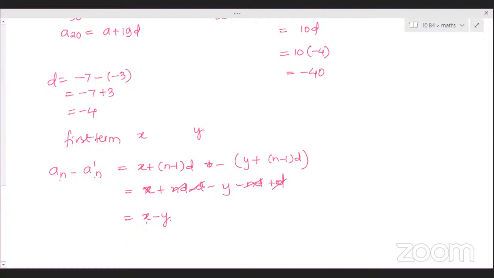2 minus 7, that is minus 5. Okay, ma'am. If you take 10th term difference, also it is x minus y. 21st term difference, it will also be x minus y. Okay, ma'am.